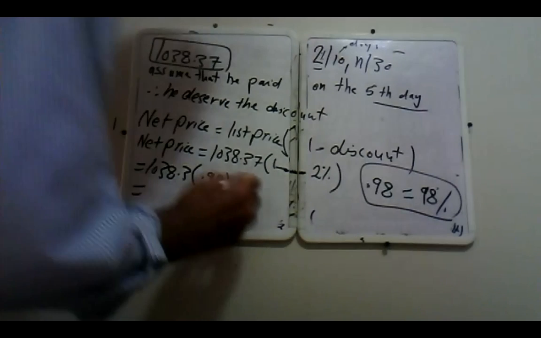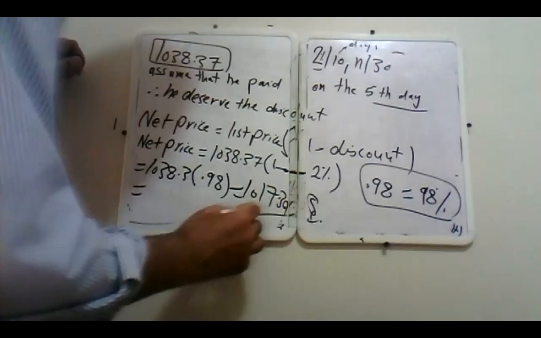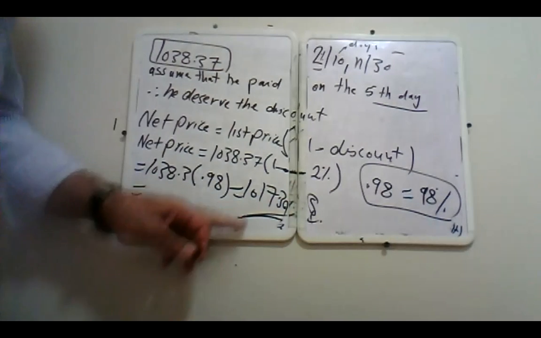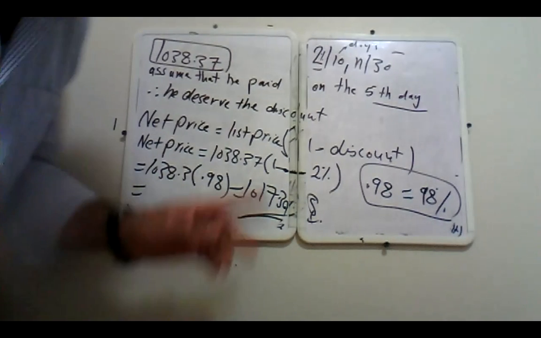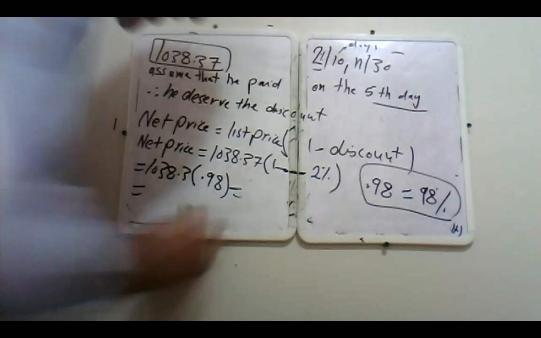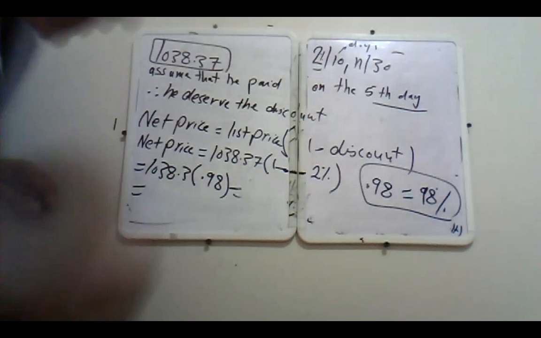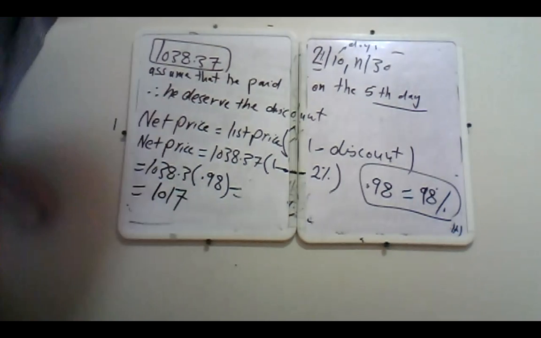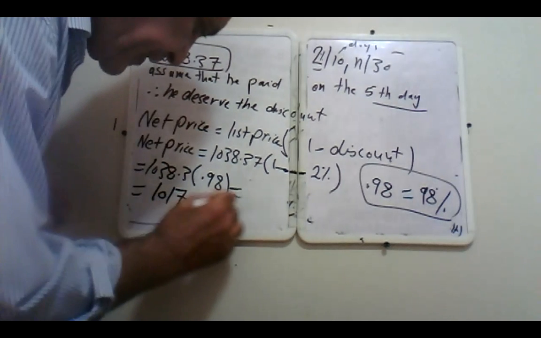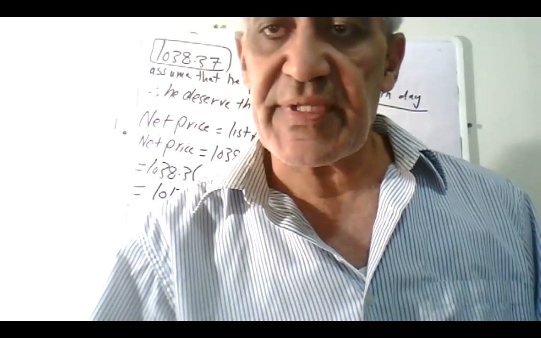1017.534, and this is the final amount which he will pay. Sorry, I'll write it back here in this point, 1017.534, and this is the end of the example which I'm telling you here, and that's the solution of it.